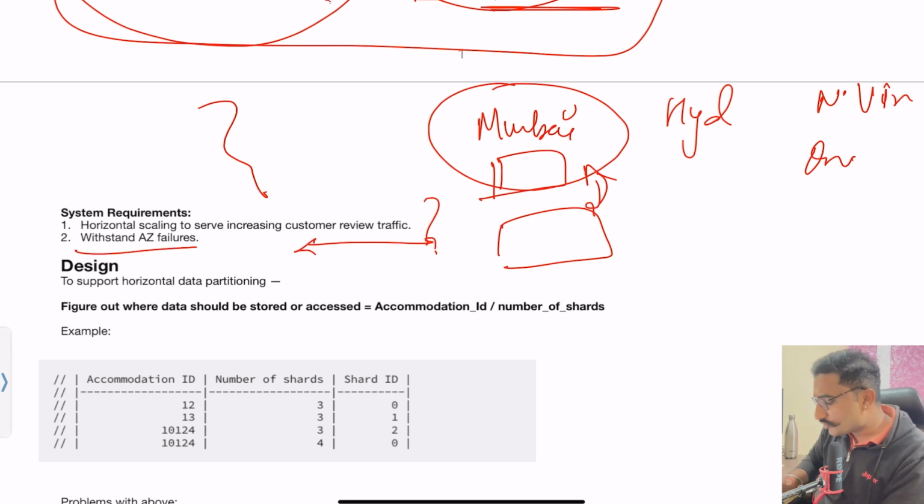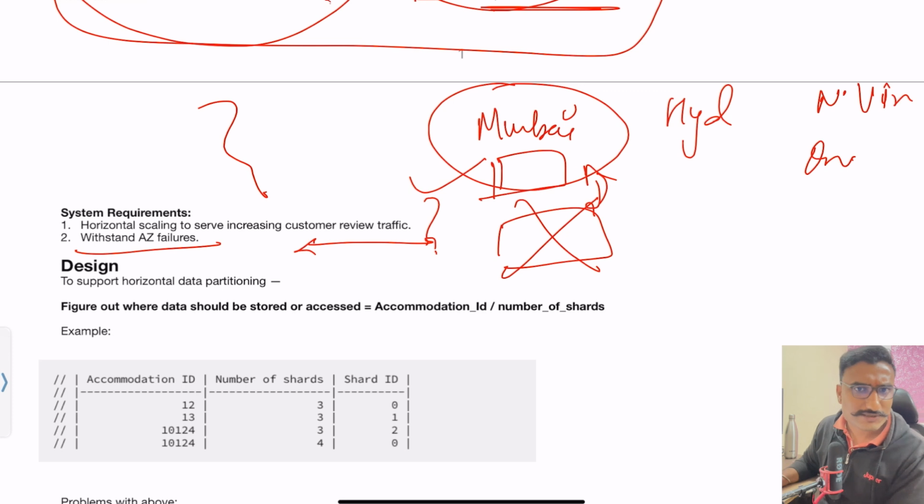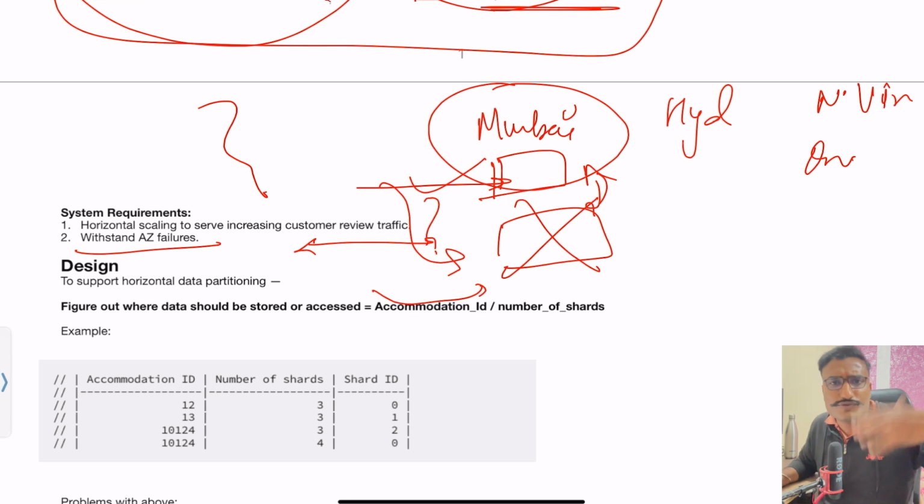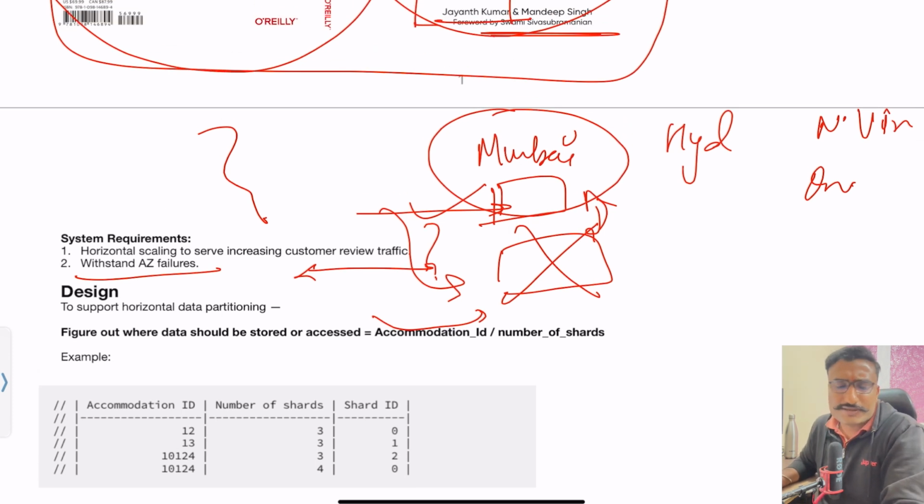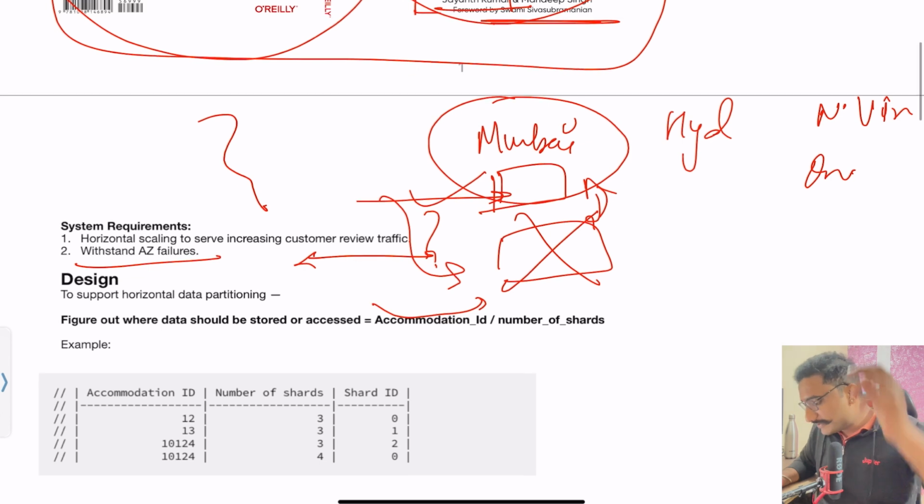Okay, what you want to ensure is if this edge goes down, your system is still working. So what you are trying to ensure is that the data which you are keeping is deployed or stored at multiple places. You are storing the primary copy here, and let's say you are storing the replicas as well. So if one AZ goes down, you are still able to serve the traffic of both reads and writes. Okay, so we are clear with the system requirements.